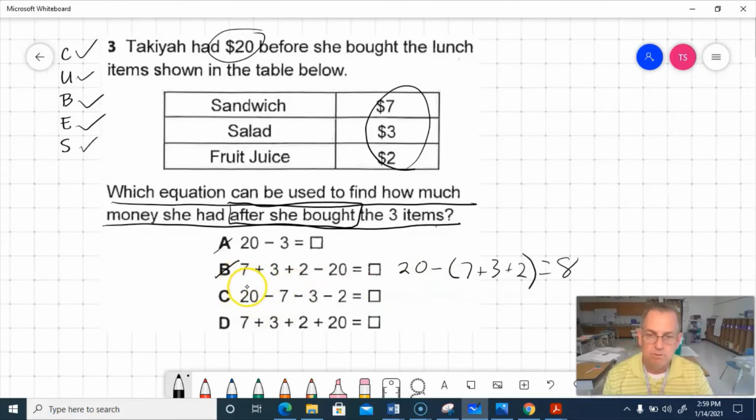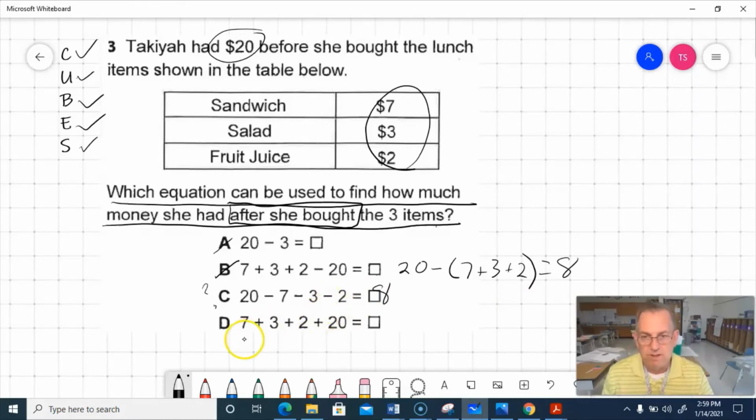The next one, answer choice C, starts with 20, just like we said. Since we're doing subtraction, we start with what we start with. And 20 minus 7 minus 3 minus 2. So 20 minus 7 would be 13. And 13 minus 3 would be 10. And 10 minus 2 would be 8. So I think that would be a good way to solve it, because it gives me the right answer. I'm going to write a question mark there and check the other one.